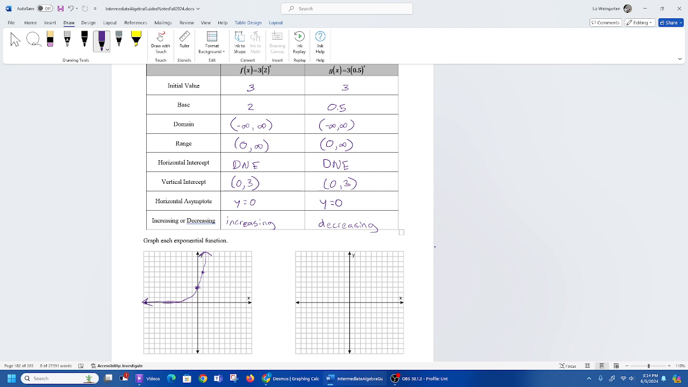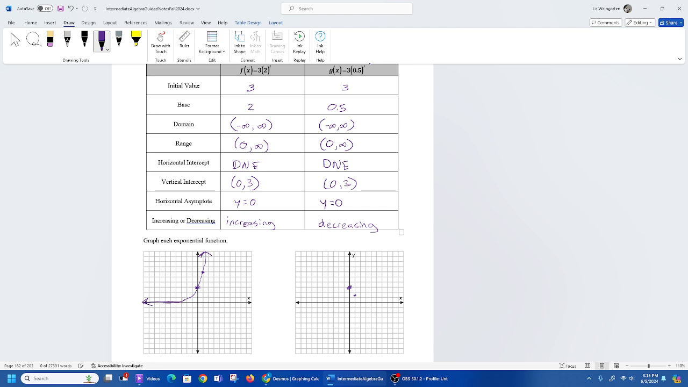Now let's take a look at g of x. I want to start with my initial value again. That is 1 point that I know right off the bat. And then I want to take f of 1. In this case, we're going to have 3 times 0.5 to the first power, or 3 times 0.5, which is 1.5, which is right about here.